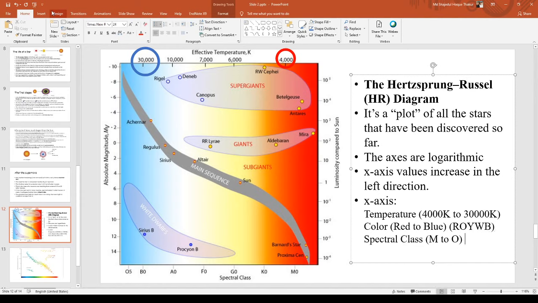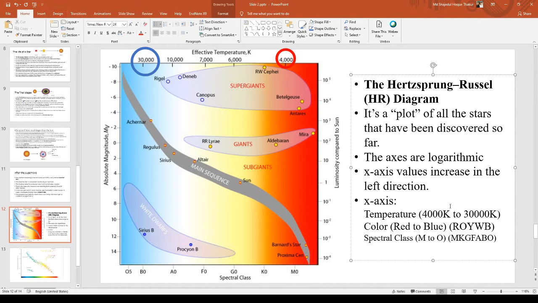And if I write this one, you should remember this one. Oh Be A Fine Girl, Kiss Me. But in this case, Oh Be A Fine Girl, Kiss Me is read right to left, and M to O. So like M K G F A B O. Yeah, I hope you can see this. So these are very important.